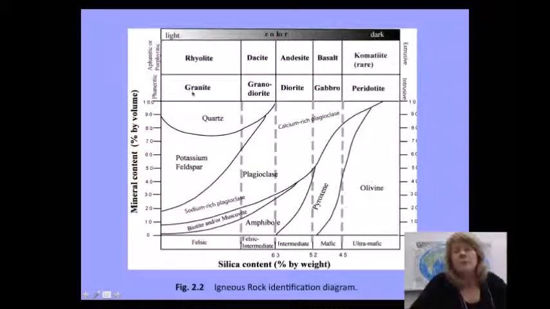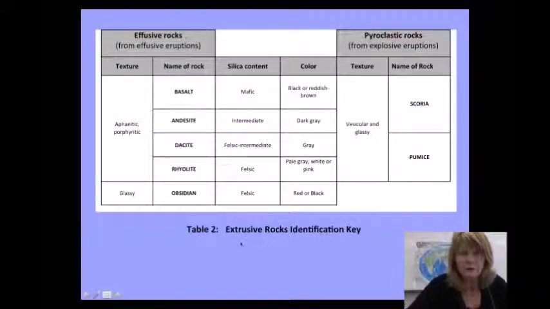So this chart here will be most useful in identifying the phaneritic rocks, the intrusive granite, granodiorite, diorite, gabbro. To identify the aphanitic, porphyritic rocks, it can be useful, but if you want to identify vesicular or glassy or other extrusive volcanic rocks, then the next diagram is going to be even more useful. So again, this diagram, table 2, does not work for intrusive rocks, it's just extrusive rocks.